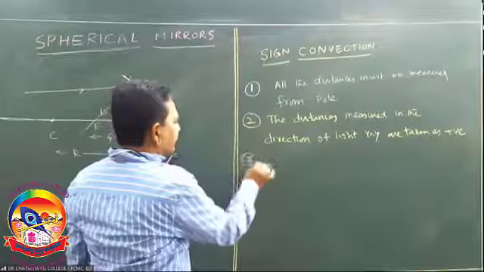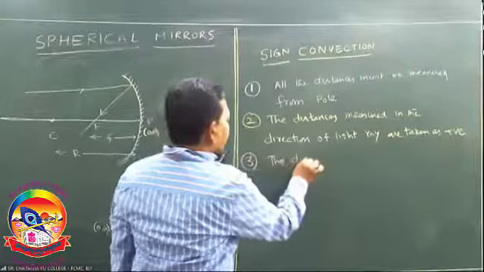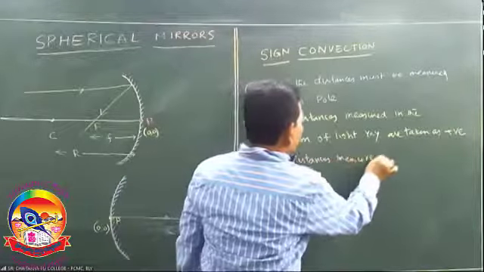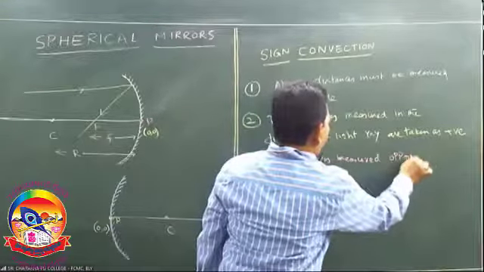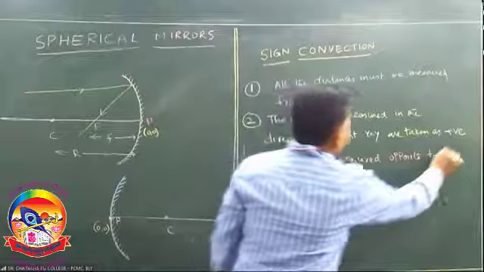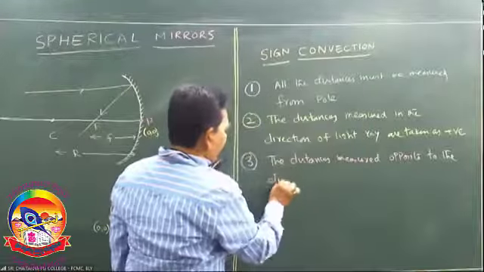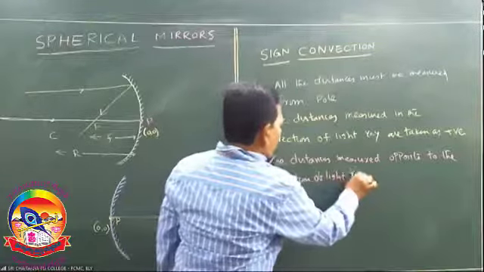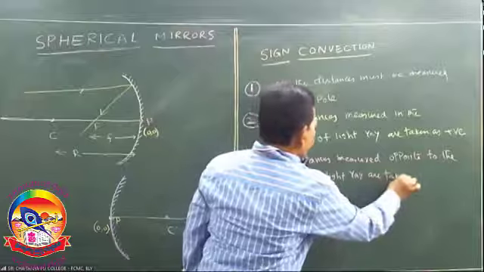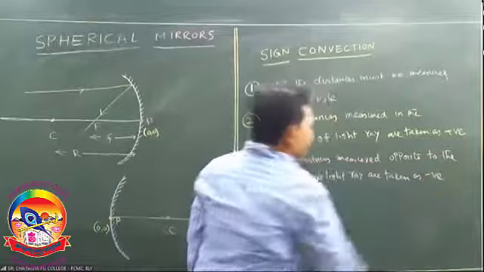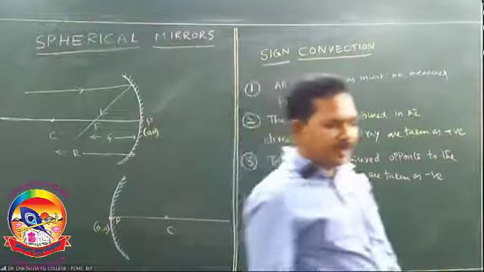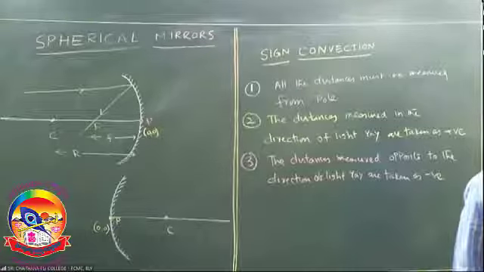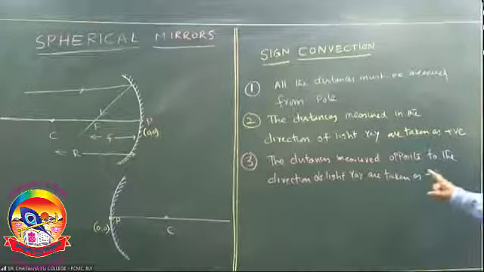Third one, the distances measured opposite to the direction of the light ray are taken as negative. If the light ray is traveling from left to right, and we imagine calculating the distance from right to left, then those distances are taken as negative.